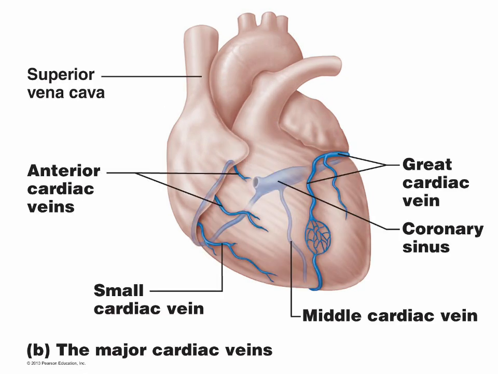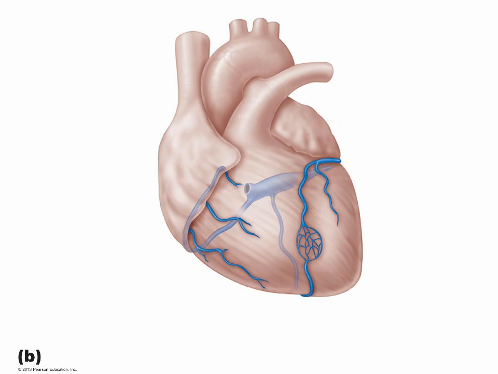And now we're going to talk about the anterior cardiac veins, okay? So we have a great cardiac vein that is going to go. Then we're going to have the small cardiac vein. And then in the back, we're going to have the coronary sinus and the middle cardiac vein, okay? Now your turn.